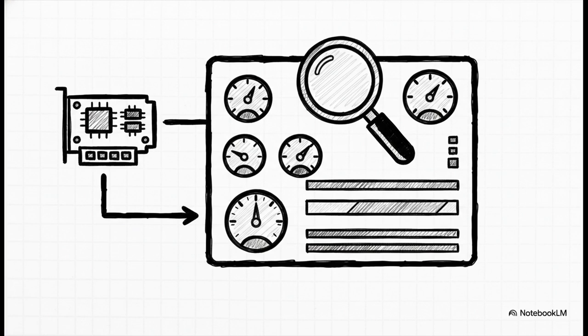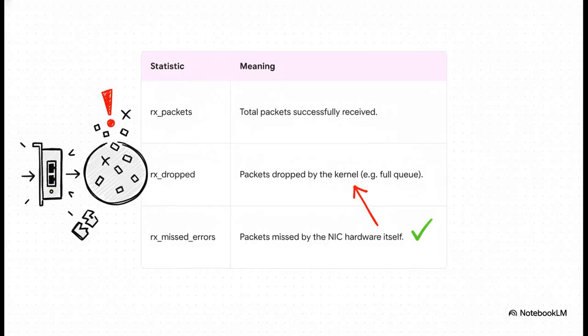And specifically, the -S flag shows you all these incredible statistics for every single step of the journey we just talked about. And you can see just how powerful it is. When you run the command, you get this big list of counters. Let's say you see the RX dropped counter going up. That's a huge red flag. It's telling you, clear as day, that packets are making it to the ring buffer, but the kernel just can't process them fast enough, and the buffer is overflowing.